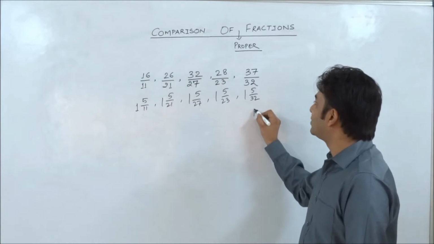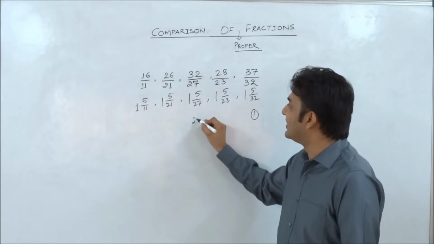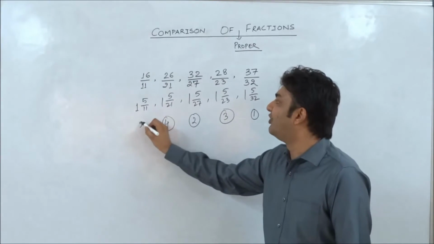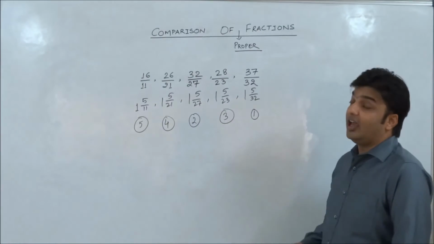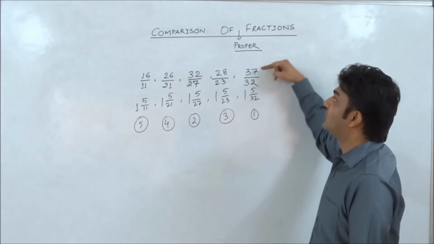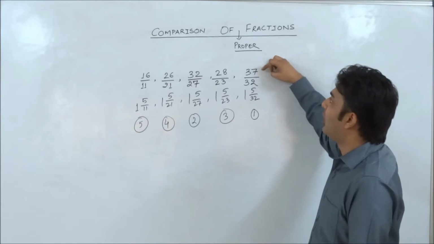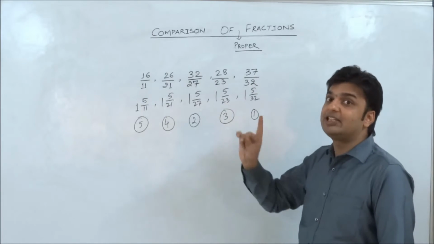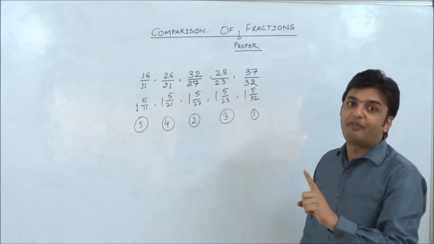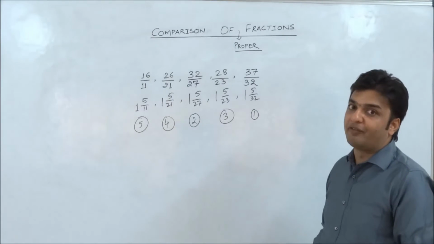So we get this as the smallest number, second as this, third, fourth and fifth. However, if you would have done it directly, the results would have been just the opposite, because 37 is the highest, you would have placed it first. But please mind that this method is for proper fractions, not for improper fractions.